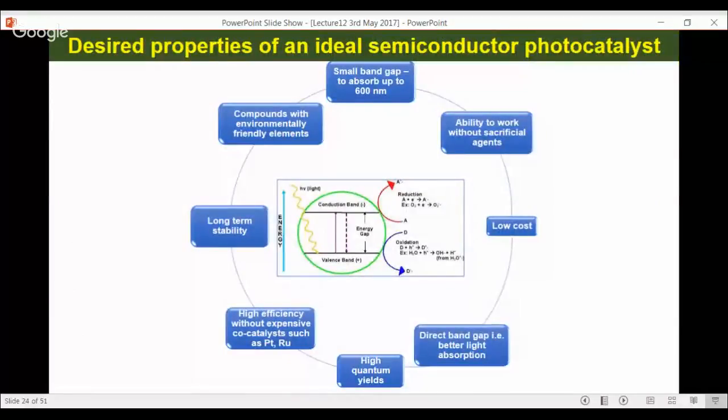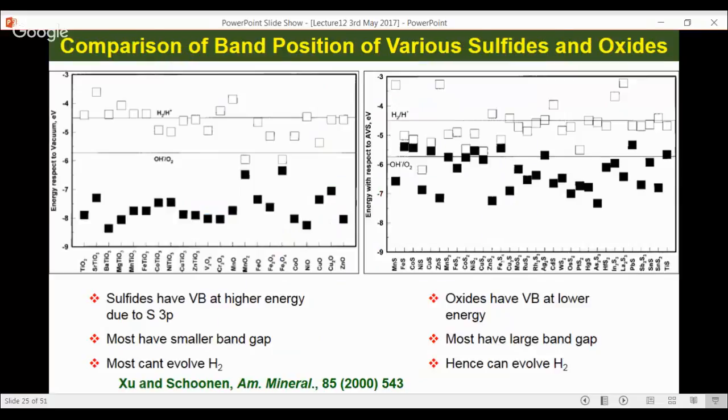Now, the desired properties of an ideal semiconductor photocatalyst have already been told, but anyway I will quickly go through them. Small band gap to absorb up to 600 nanometers, ability to work without a sacrificial agent, low cost, direct band gap for better light absorption, high quantum yield, high efficiency without expensive co-catalyst, long-term stability, and compounds with environmentally friendly elements. So these are the very important characteristics.